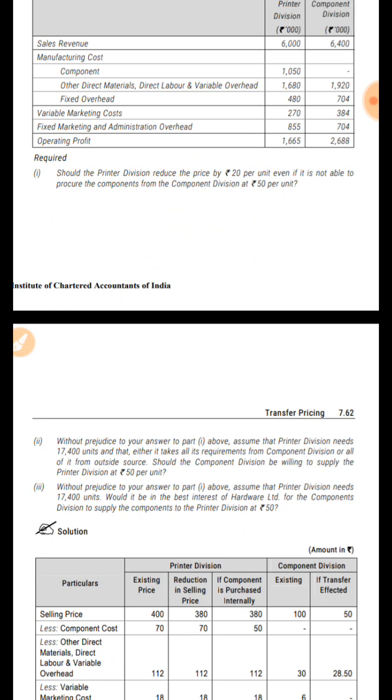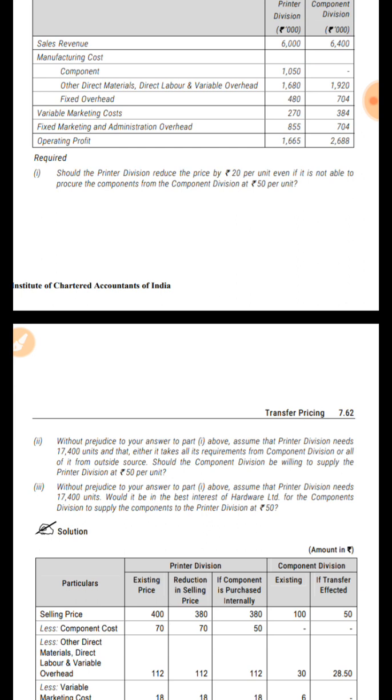Without prejudice to your answer to part 1 above, assume that printer division needs 17,400 units and that either it makes all its requirement from component division or all of it from outside source. Should the component division be willing to supply the printer division at Rs 50 per unit?